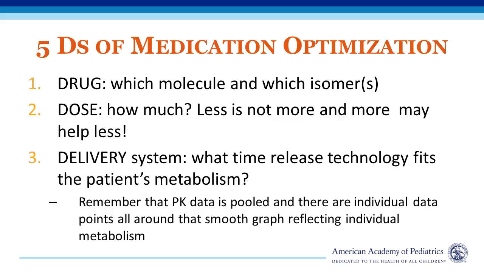There are 5 Ds of medication optimization: the drug, which molecule, and then what isomers of that drug. How much are we going to give? You know, less is not necessarily better. Tell parents not to worry about the number of milligrams. More may help even less because it can lead to over-medication. So finding that just right dose can be very tricky, but is definitely doable.